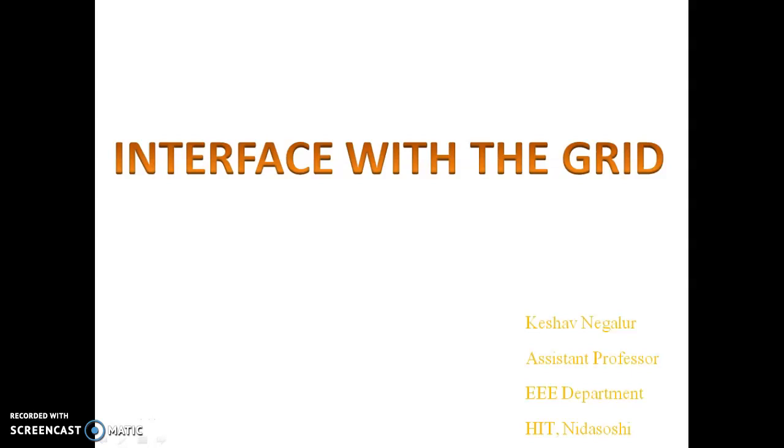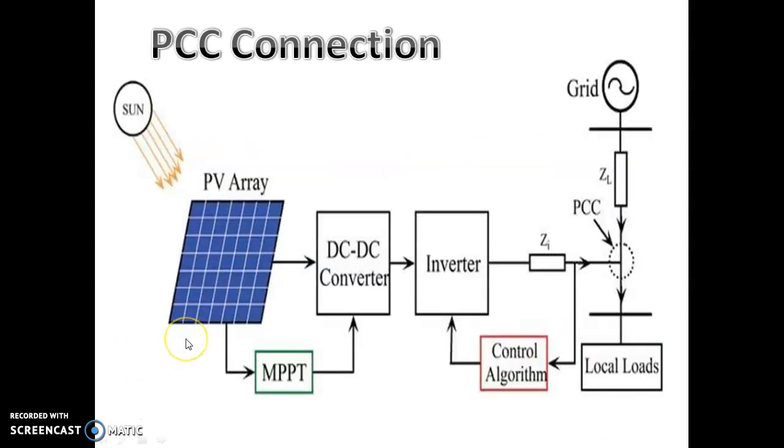Today we are going to discuss the interface with the grid. The connection point of an energy source to the grid is referred to as the PCC, the point of common coupling. It depends on ownership and utility interconnection requirements.